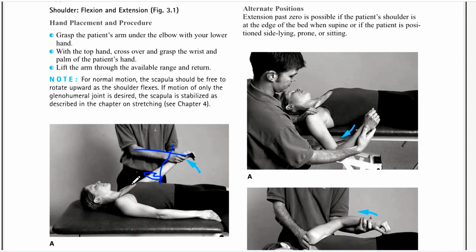Now, from the supine position, starting from the complete neutral, you can perform the movement in the way the arrow is going, in the upward direction. So lift the arm through the available range, and when you complete that available range, you can just return back towards the bed.